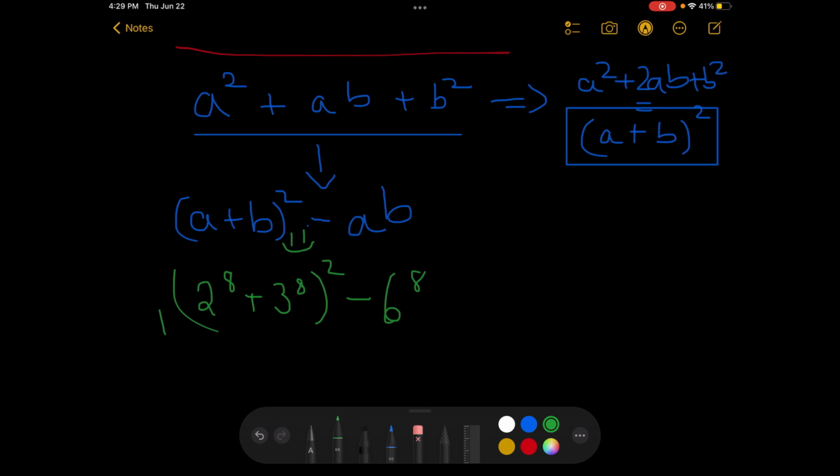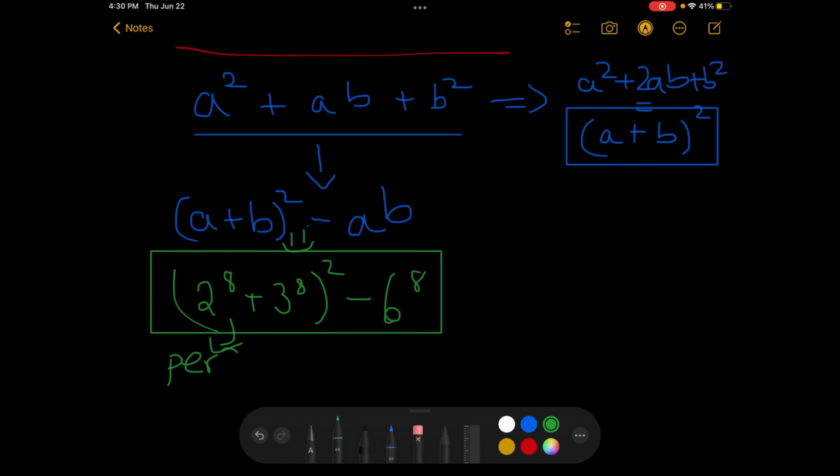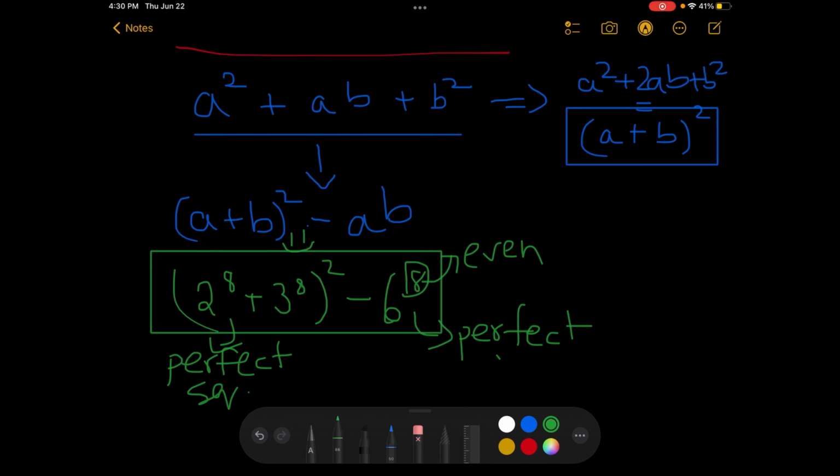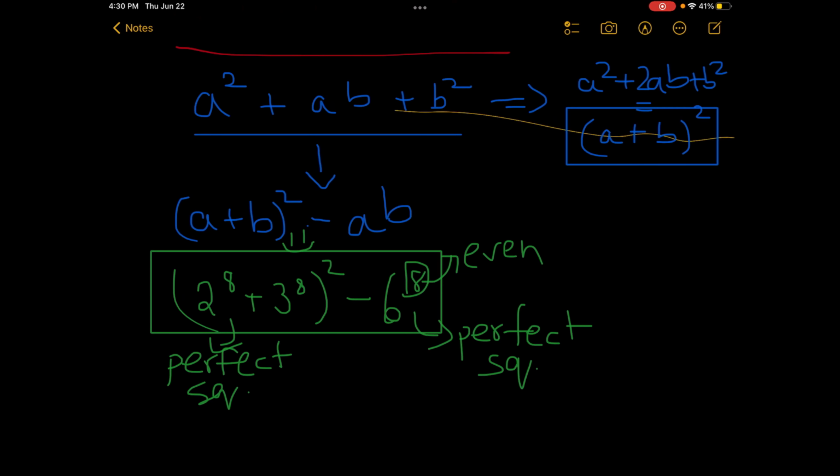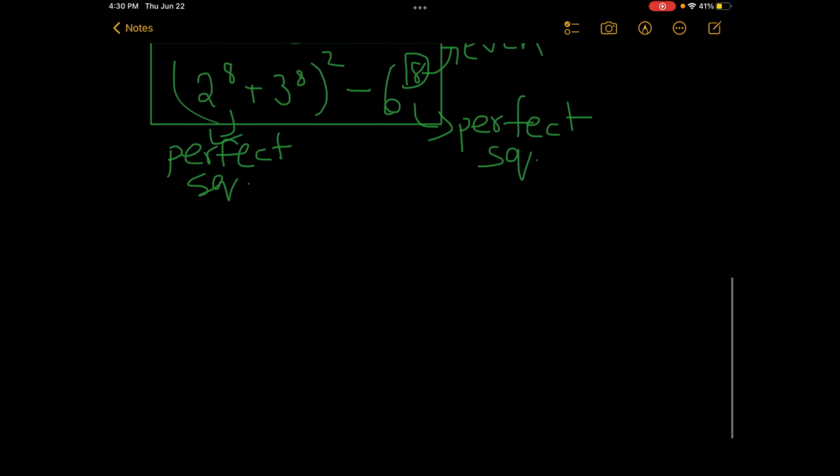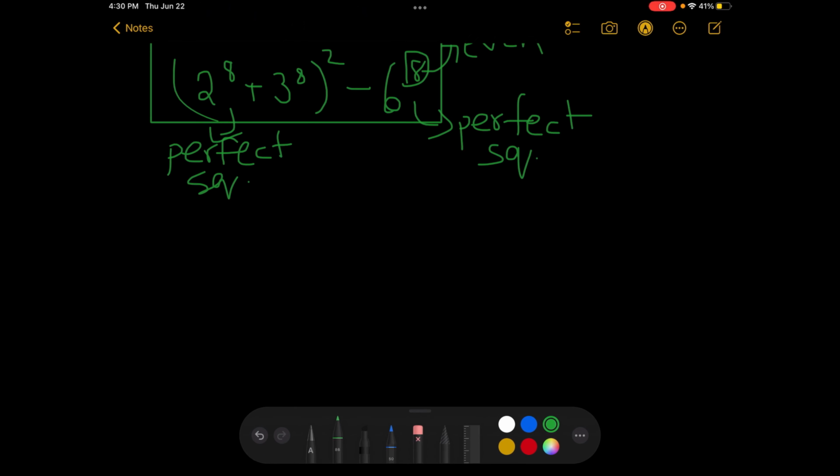And this right here is a difference of squares. We have a perfect square right here, and we have another perfect square right here, because this is even. So this whole thing is a perfect square. So now we will use the difference of squares identity to decompose it even further.